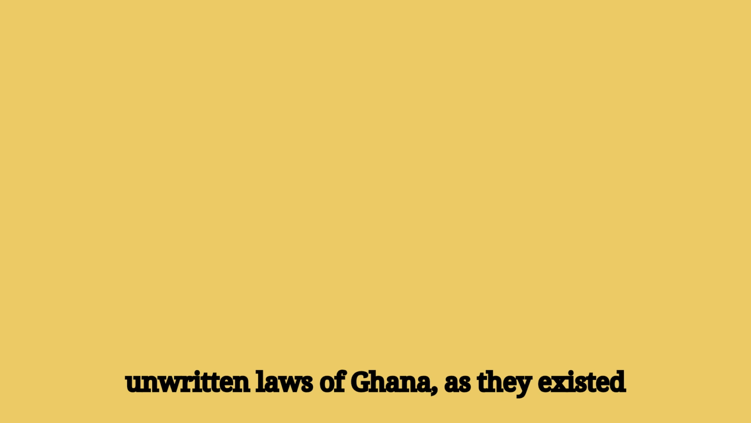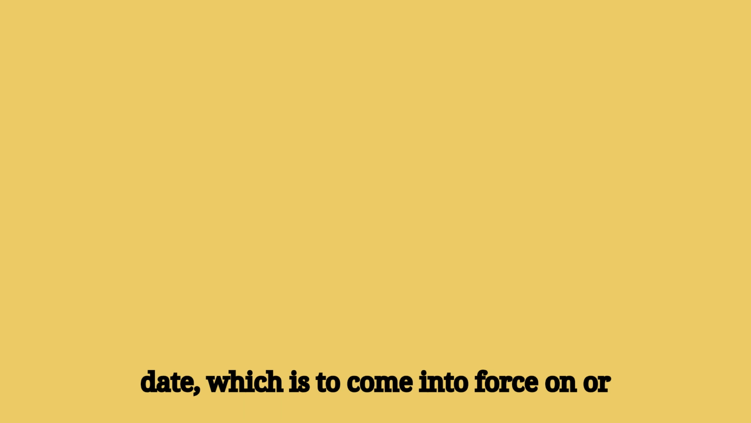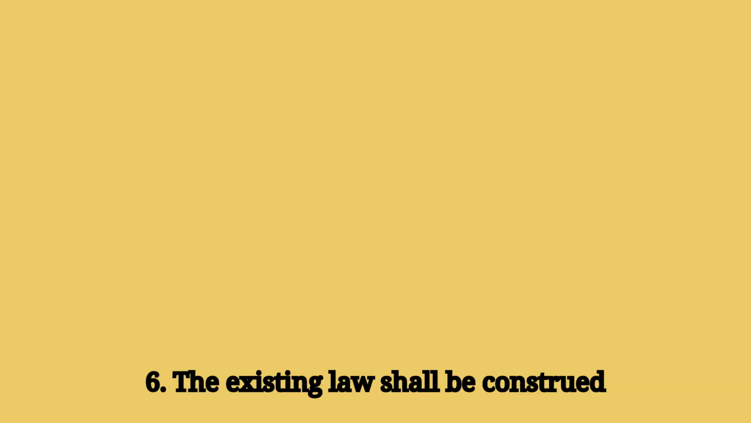4. The existing law shall, except as otherwise provided in Clause 1 of this article, comprise the written and unwritten laws of Ghana as they existed immediately before the coming into force of this Constitution, and any act, decree, law, or statutory instrument issued or made before that date, which is to come into force on or after that date. 5. Subject to the provisions of this Constitution, the existing law shall not be affected by the coming into force of this Constitution.